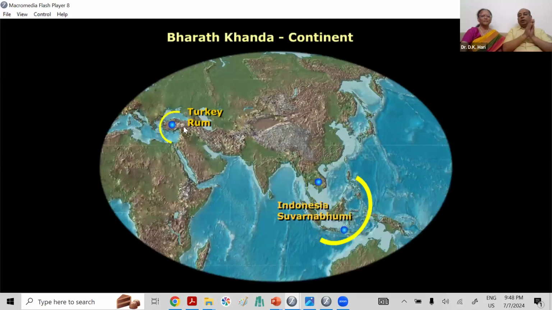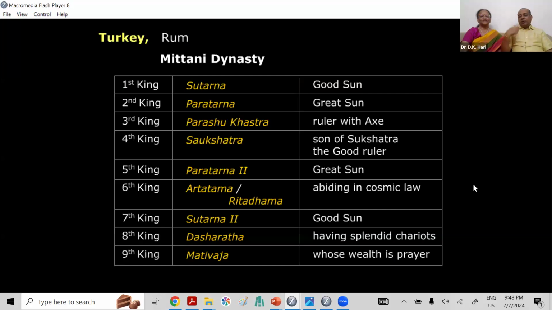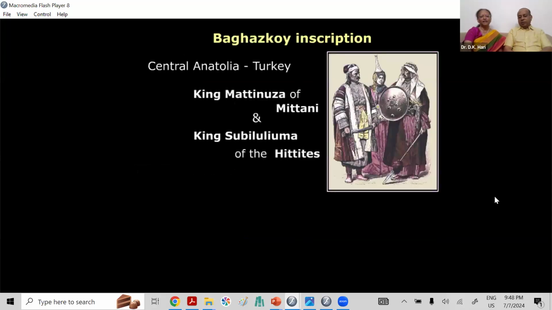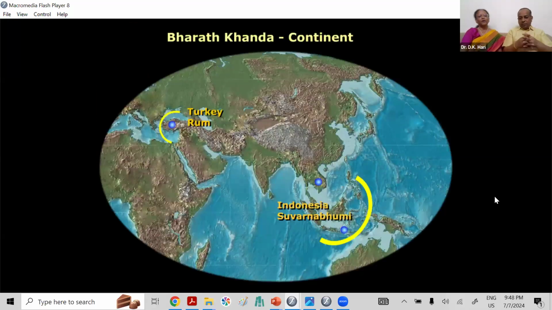We have already seen the idea of Turkey, Rum, and you'd all know the famous poet of Turkey was called Rumi, R-U-M-I. How does his name come to be Rumi? Because he was born in Rum. That's why you get the name Rumi. Look at the names of the early kings of Rum, Turkey: Sutarna, Paratarna, Kastra, Saukshatra, Dasharatha, Mativaja. So you can see even from their own history how there is a connection.